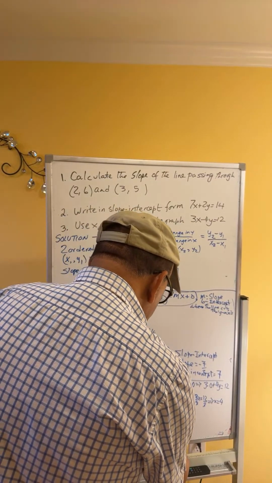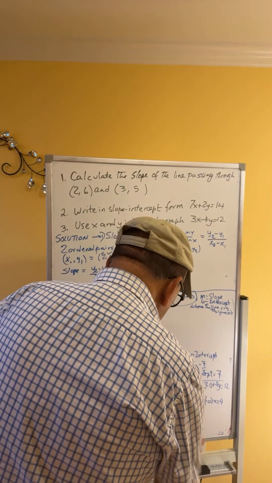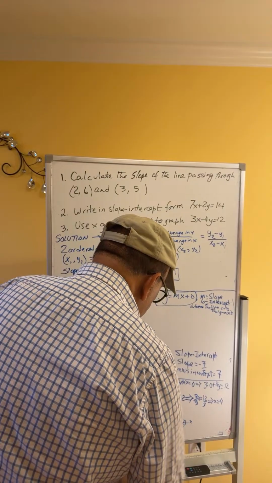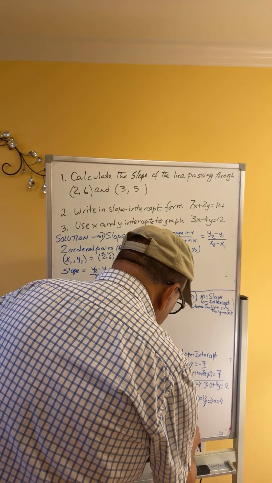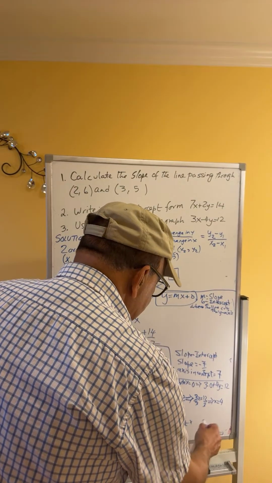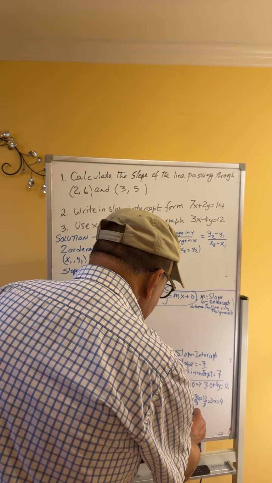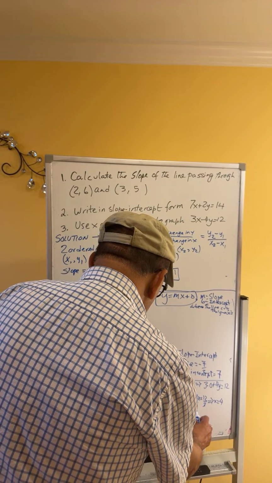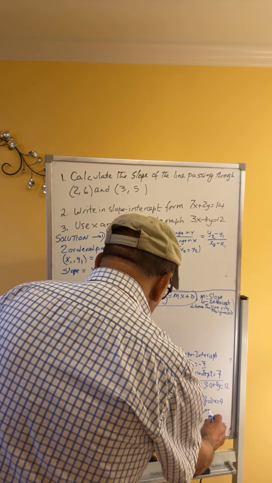So now we connect these two points with a straight line. Make a straight line. So this is your equation. This is the straight line whose equation is 3x plus 4y equal to 12.